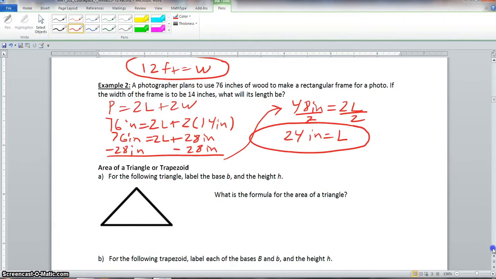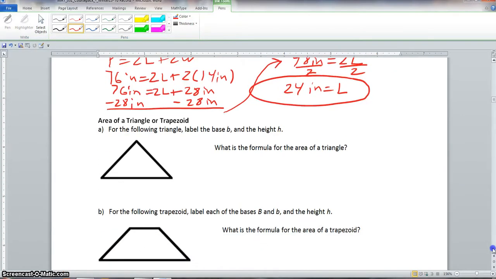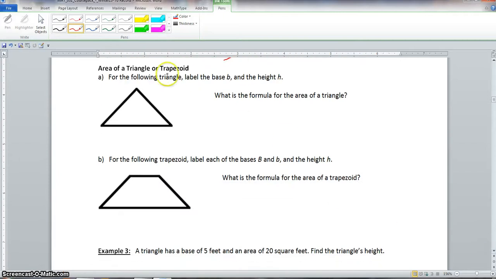Now, we scroll down here to the area of a trapezoid. Actually, it's a triangle. We have A. For the following triangle, label the base B and the height H. What will happen here is this will be your base, which would be B, and then we will have to draw a line here to signify the height, because this is how tall the triangle is, so this would be your height.